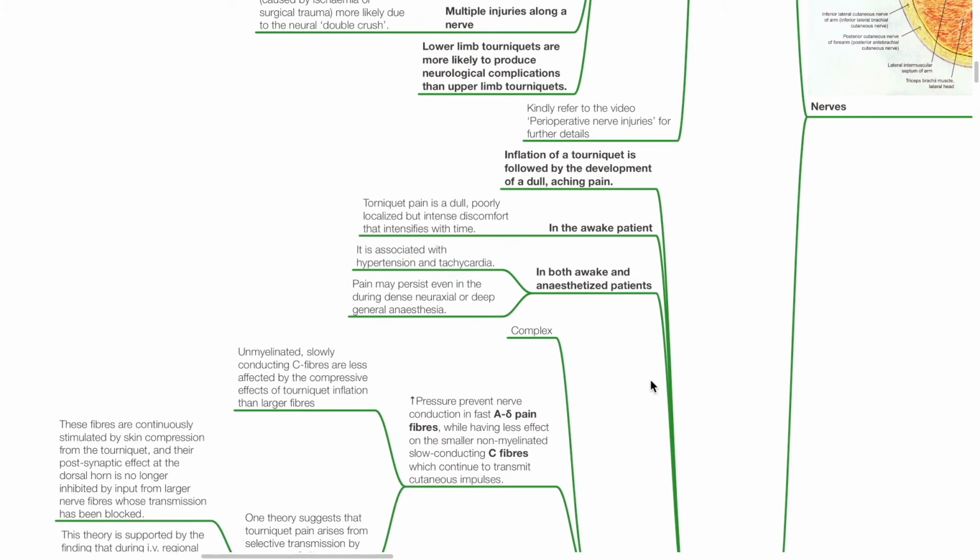Tourniquet pain. Inflation of a tourniquet is followed by the development of a dull aching pain. In the awake patient, tourniquet pain is dull and poorly localized, and the intense discomfort intensifies with time. In both awake and anesthetized patients, it is associated with hypertension and tachycardia. Pain may persist even during dense neuraxial or deep general anesthesia.